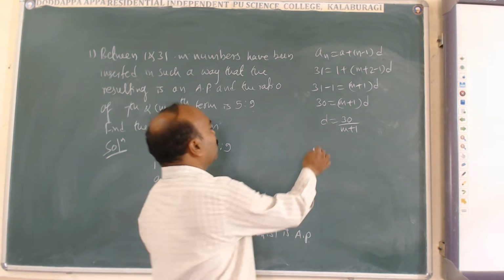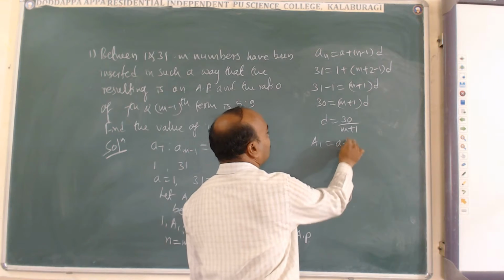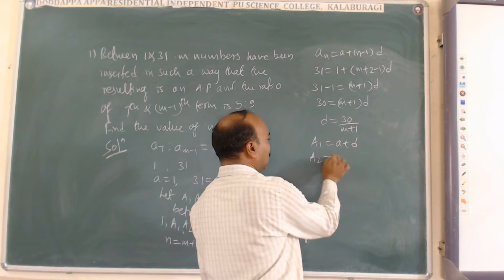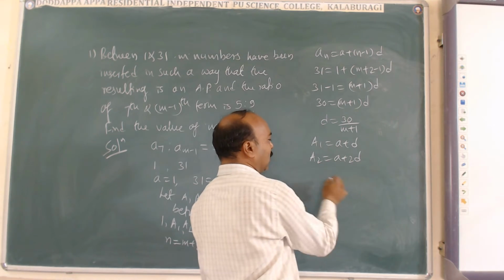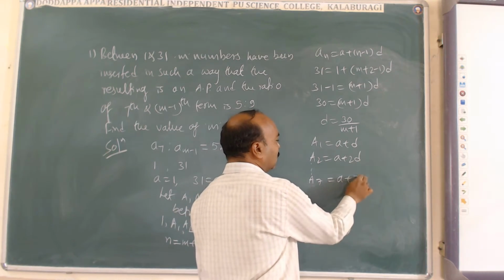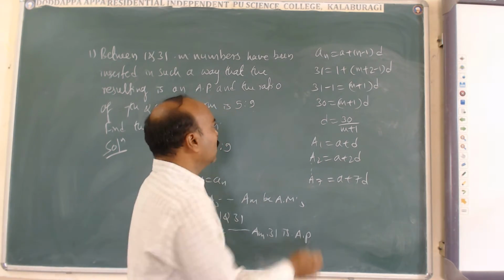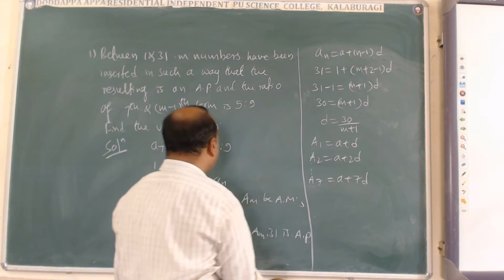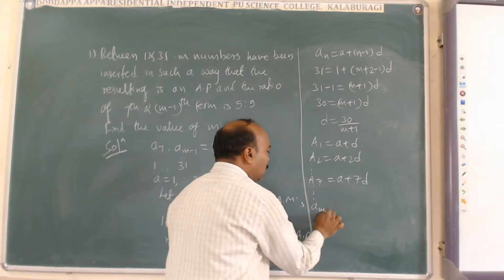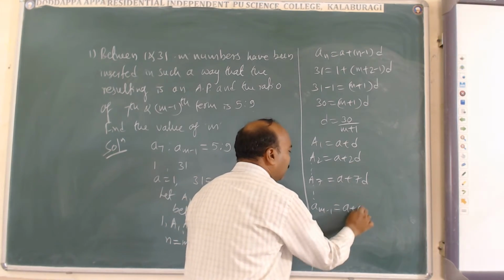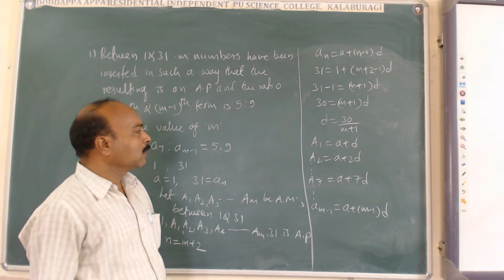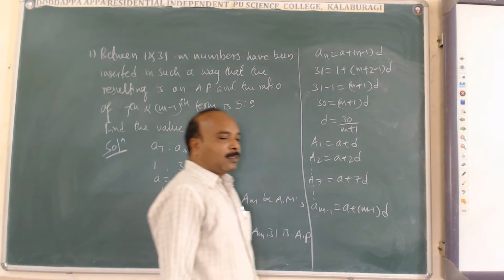Next we know that a1 is a plus d, the second term of this sequence. a2 is a plus 2d and so on. a7 is written as a plus 7d. Similarly we want another term, that is the (m minus 1)th term, a(m minus 1). a(m minus 1) means a plus (m minus 1) into d. Like that we are getting up to this. You take first.